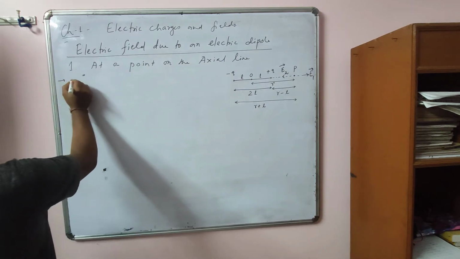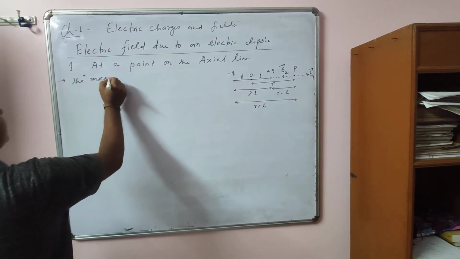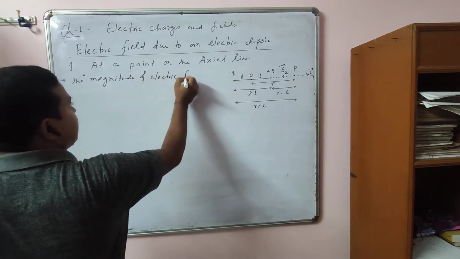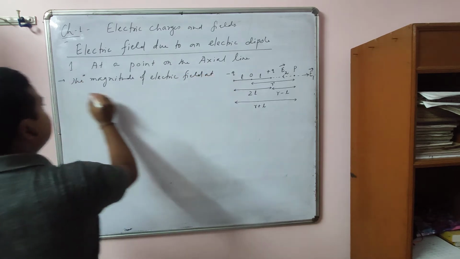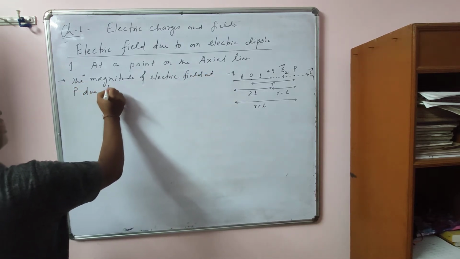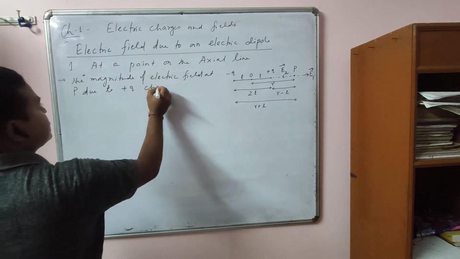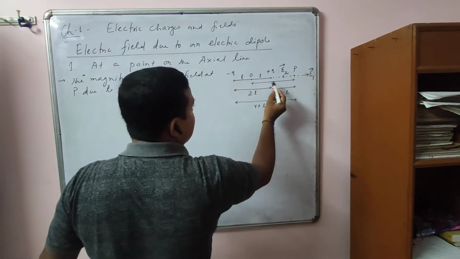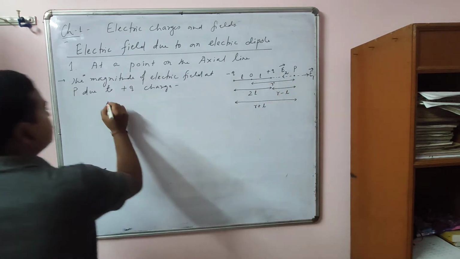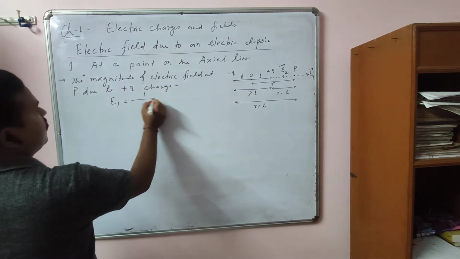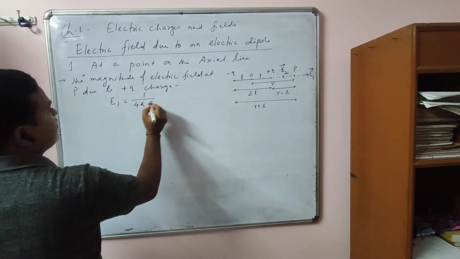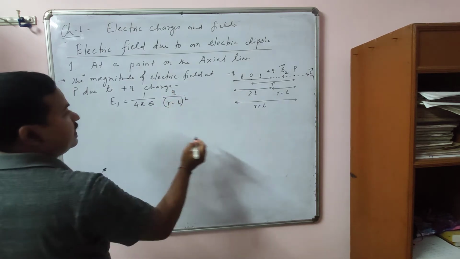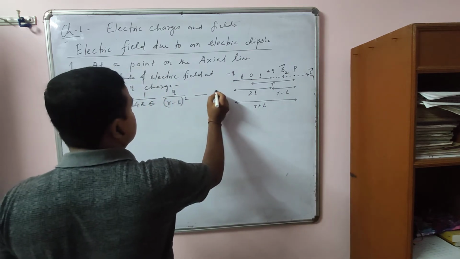So the magnitude of electric field at P due to plus q charge. The derivation is very simple, you just have to use the formula. For plus q, this is the field E1, and the distance from plus q is R minus L. So E1 is equal to, using the formula, 1 by 4 pi epsilon, q by R minus L whole square, because the distance here is R minus L. So this is equation 1.